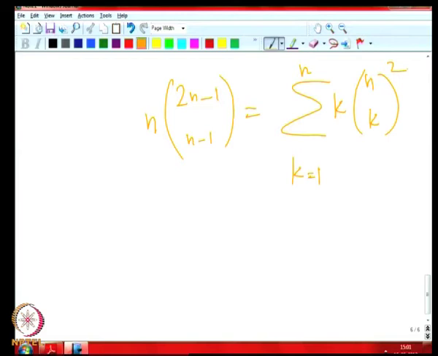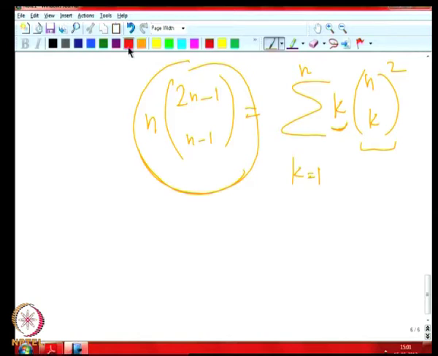How do we prove this? So, here we have n choose k whole square, and a multiplier k, summed for k equal to 1 to n, and here it is n into 2n minus 1 choose n minus 1. So, we first try to interpret it in the following way.